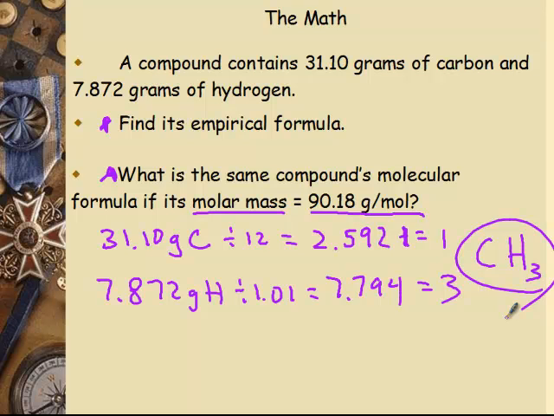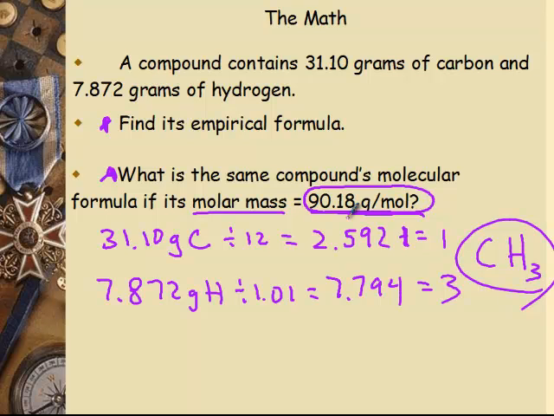All right, so now here's the next part of this. The next part of this is I want to find out what multiple I have of the empirical to get to molecular. And so that additional piece of information says that the mass of the molecular formula is 90.18. So 90.18 is what this thing is going to weigh in the end.